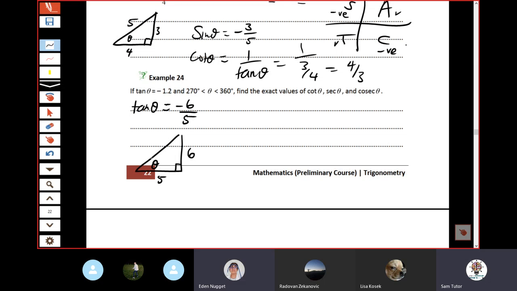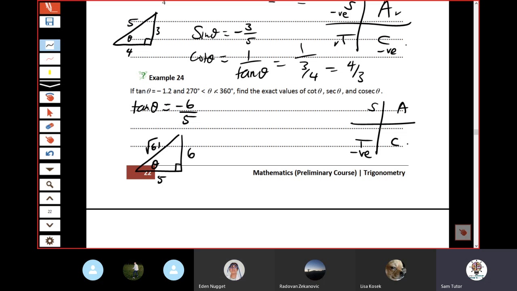Work out this one: 6 squared plus 5 squared, 61. So that becomes square root of 61. Then, what am I going to draw up here? The quadrant. It's saying tan is negative. Tan is negative here. We don't know anywhere else yet, because it could have been in C, it could have been in S, right? Then we go back to this one.